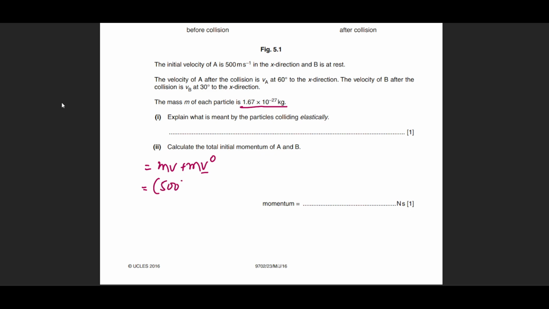So this is 500 meters per second multiplied by the mass of the single particle, which is 1.67 into 10 raised to the power minus 27 kg. So the momentum's answer comes out as 8.35 into 10 raised to the power minus 25. But since it's two significant figures, we're going to round it off to 8.4. Now notice the unit of momentum, that is Newton seconds.